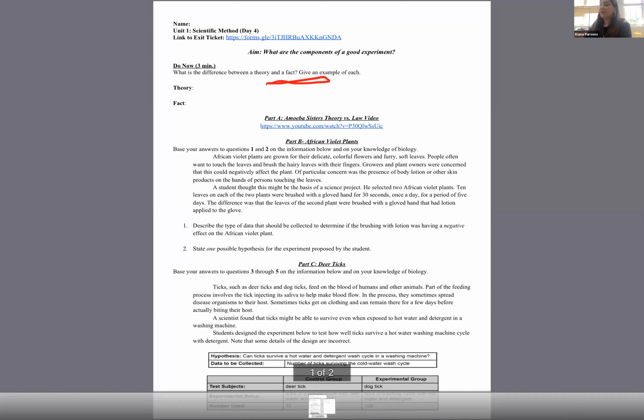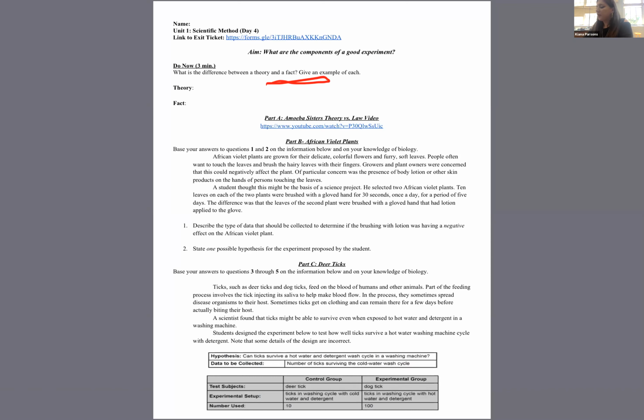So an example of a theory is the theory of gravity. Right? So gravity is a theory. It states what goes up must come down. Gravity makes a prediction about something that might happen in our world. Gravity is a scientific theory.